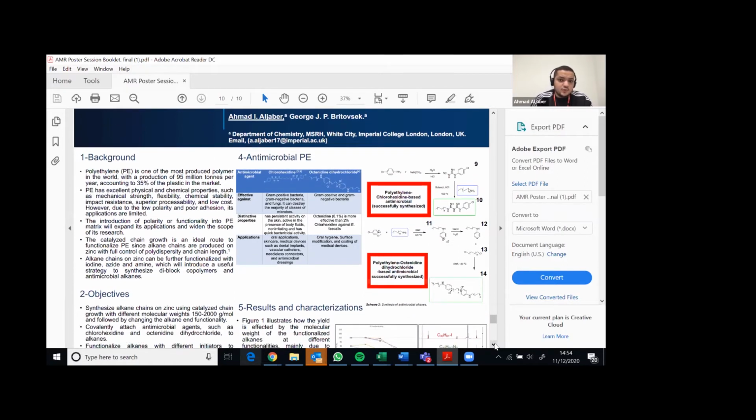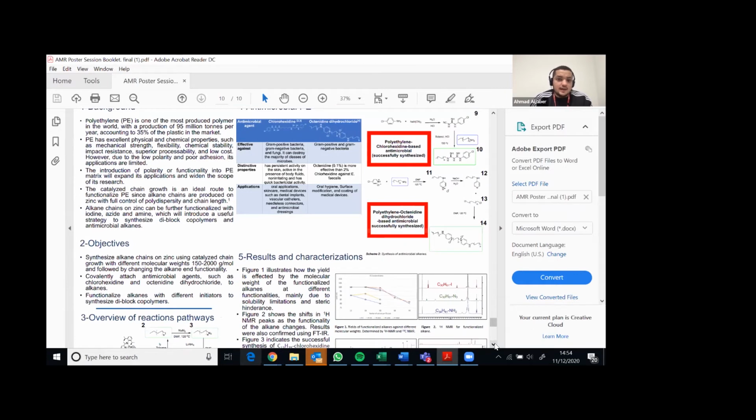Well, if we just mix antimicrobial agents with polyethylene, they will leach out over time and they won't stay in the polyethylene matrix. However, when we synthesize the antimicrobial active agents on alkane, these alkanes can entangle into the polyethylene matrix and can then be used as additives. How can we achieve that? Well, as I said before, we utilize the catalyzed chain growth that is in section number 3.